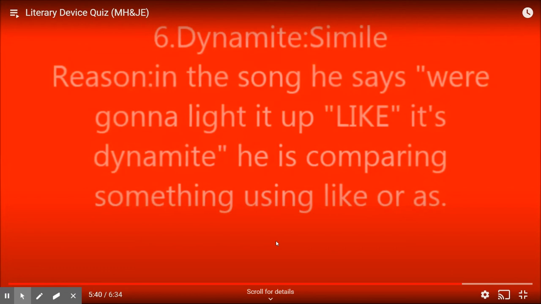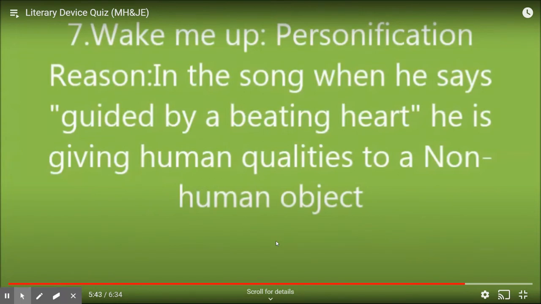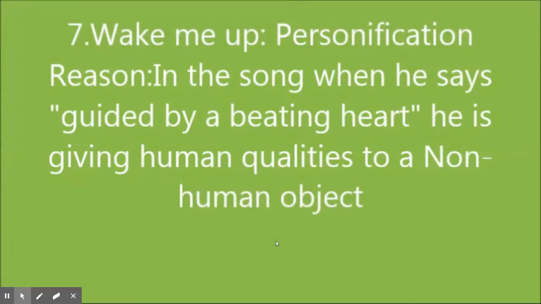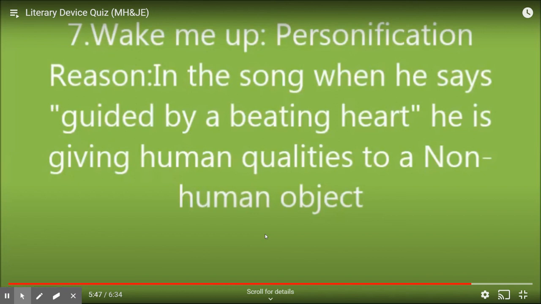Okay, so in Taio Cruz's song, he's using simile when he says we're gonna light it up like dynamite. He's using a comparison using like or as. Okay, so in Avicii's song, he's using personification when he says he's guided by a beating heart. He's giving a human quality to a non-human object because a heart is not something that can physically guide you.